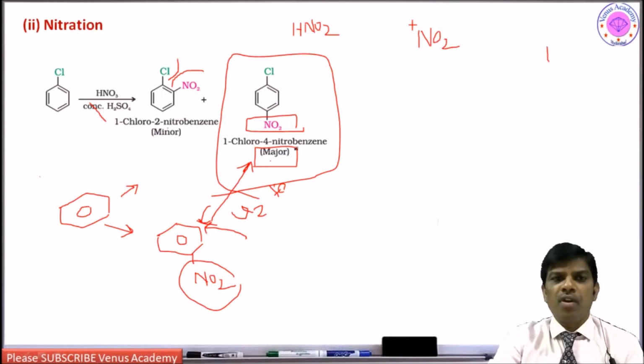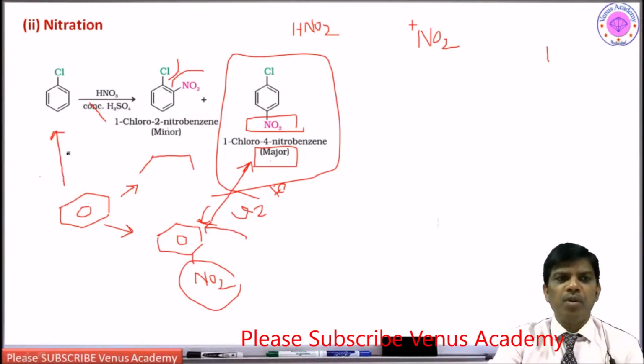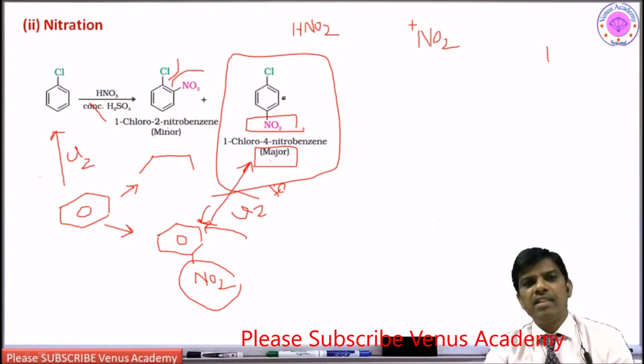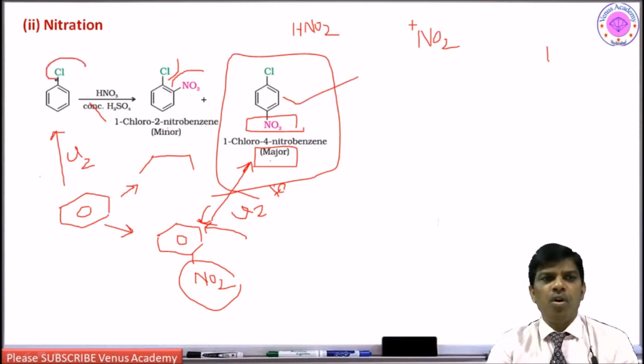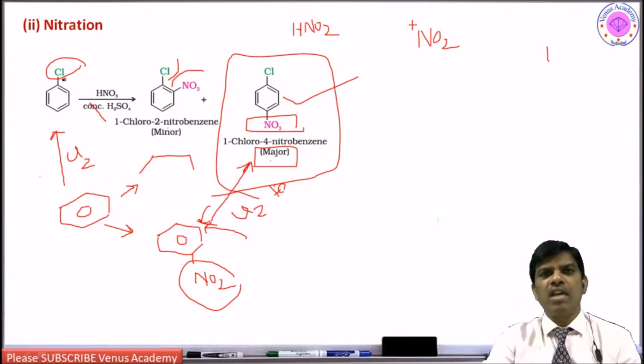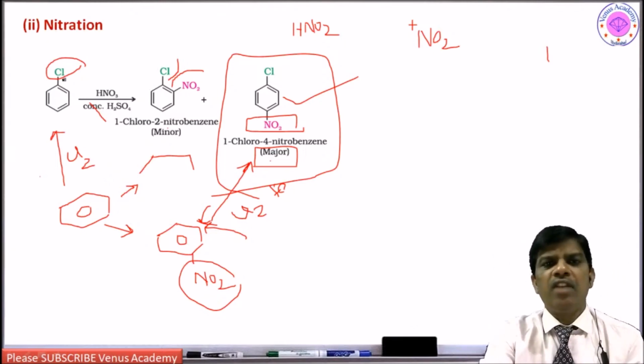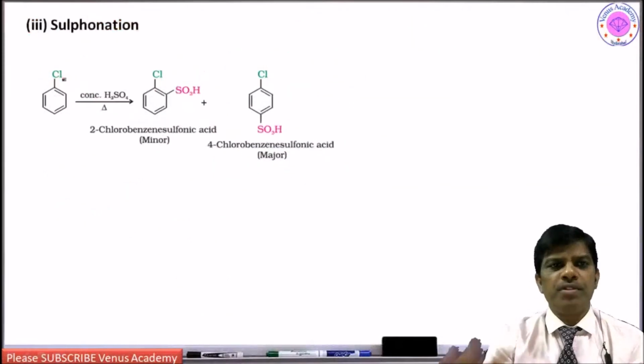So if you are asked to make this from benzene, the way is to first make chlorobenzene by simple chlorination. In the presence of iron chloride, you get chlorobenzene. This chlorobenzene upon nitration gives the para-nitro compound. It can be bromo, it can be iodo, it doesn't matter. These chloro, bromo, iodo groups are ortho-para directing groups. That is how you can make these halogen-substituted nitro compounds.